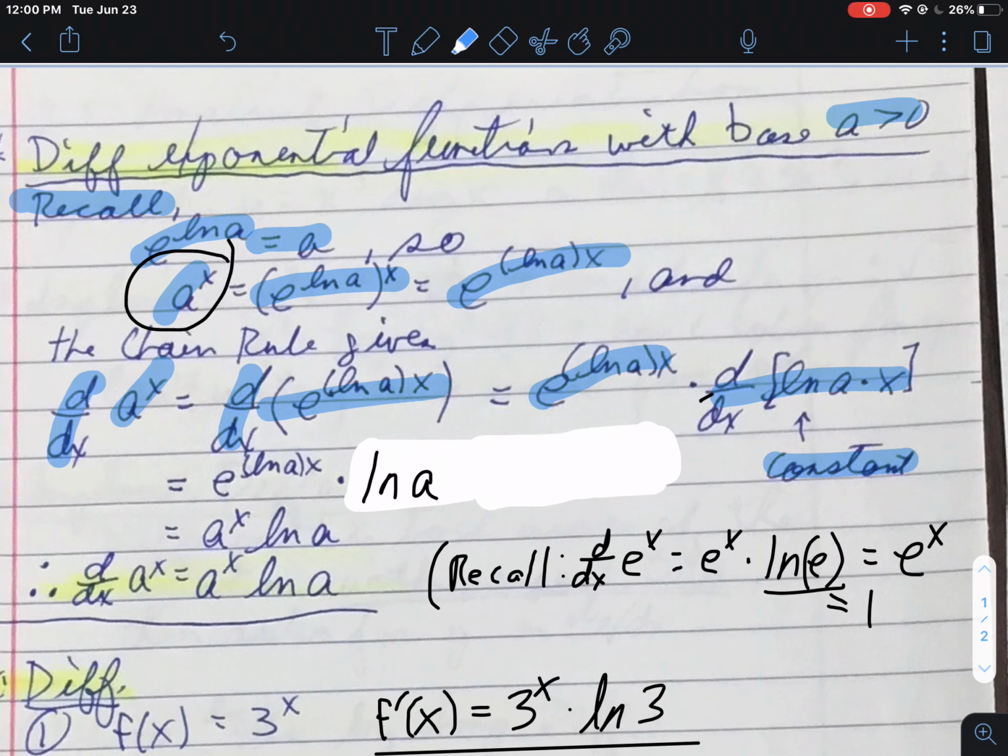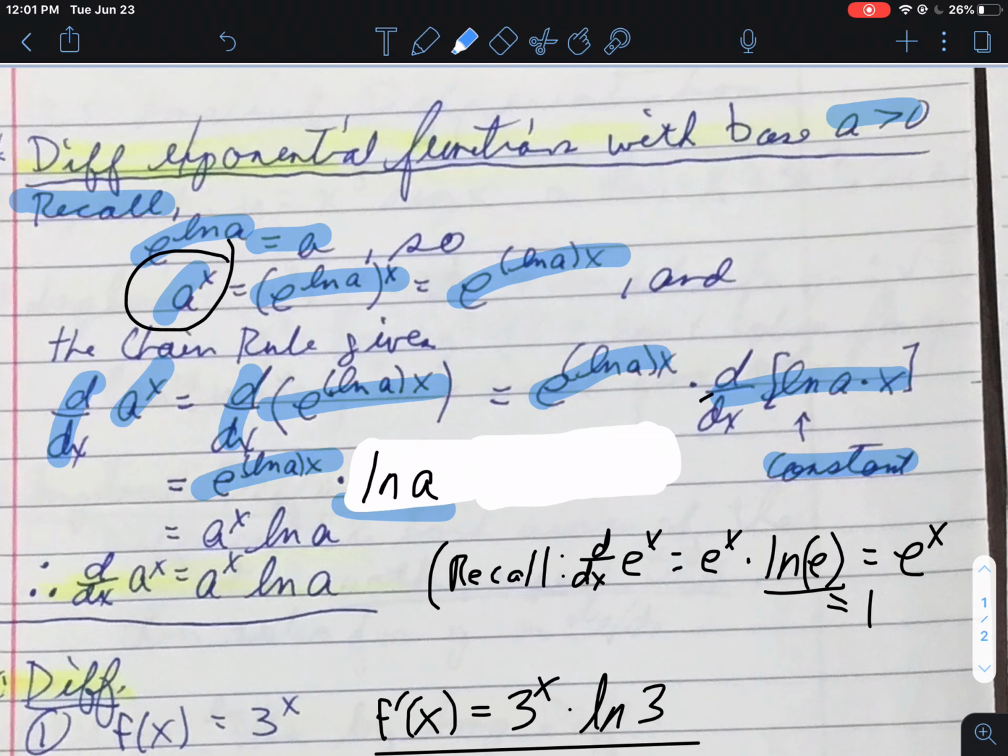Just like 2 or 5 or 10. If I was differentiating 2x or 5x or 10x, what's the derivative? It's just the constant. So the derivative of a constant times x is the constant. So the derivative of ln of a times x is ln of a. So here's the e to the ln of a times x, which we already had, and then times the derivative of ln of a times x, which is ln of a.